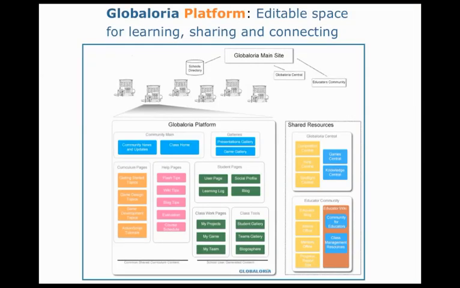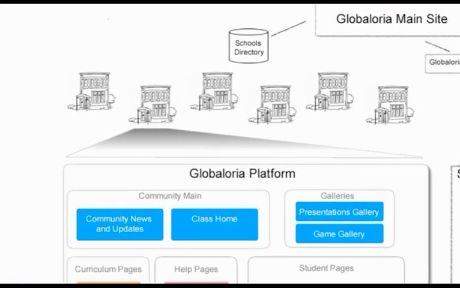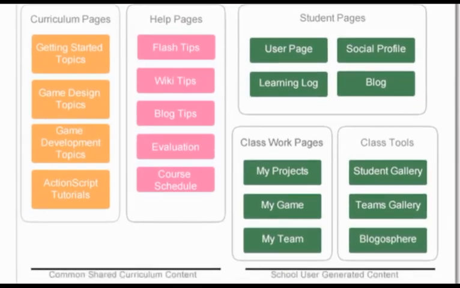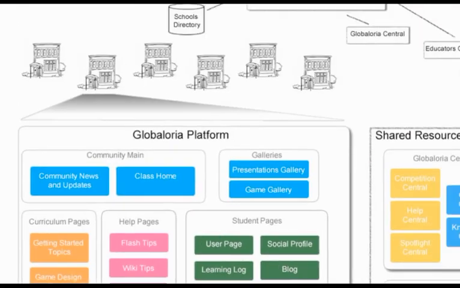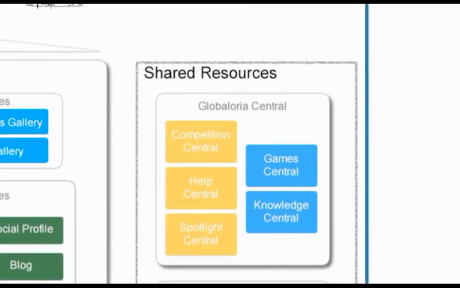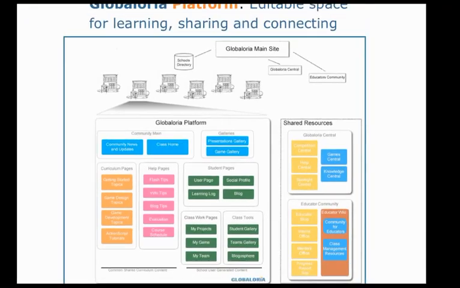At the heart of that vision of large-scale impact and reach is the Globaloria platform, an editable space for learning, sharing, and connecting online. Each building receives its own wiki-based Globaloria platform, with fully embedded curriculum resources and social networking tools. The schools are connected to each other through a private learning network. They can visit each other's wiki platforms and Globaloria Central, which is a hub space for exchanging resources, getting expert help, and making connections with students who are working on similar game topics.